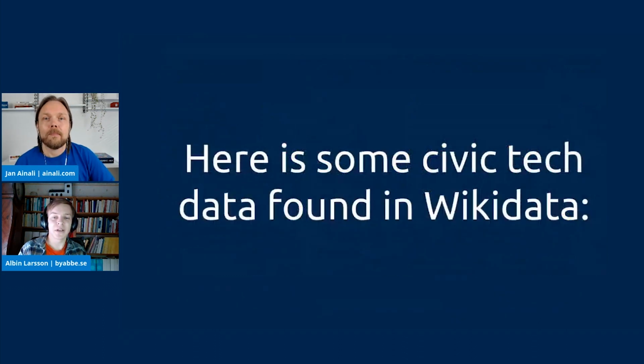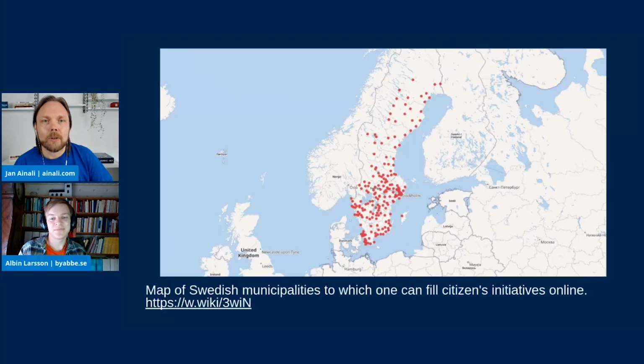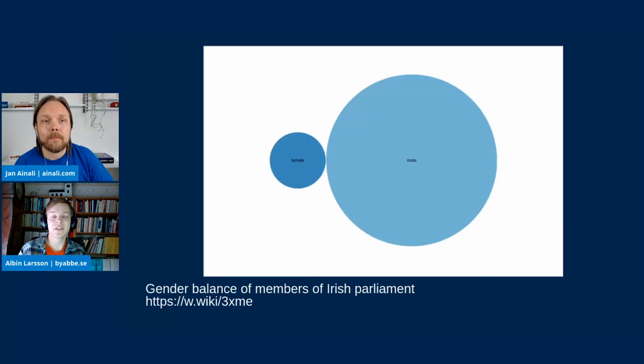Here are some examples of Civic Tech data found in Wikidata, and for each of these examples, there is a small link below it on which you can click to see the example yourself, or change it, or download the data behind it. So these red dots represent a municipality in Sweden that has citizens' initiatives that you can fill in online. And here you see the gender balance of members of the Irish Parliament. As with any of these examples, you can switch out the parliament to see how it differs from another parliament.